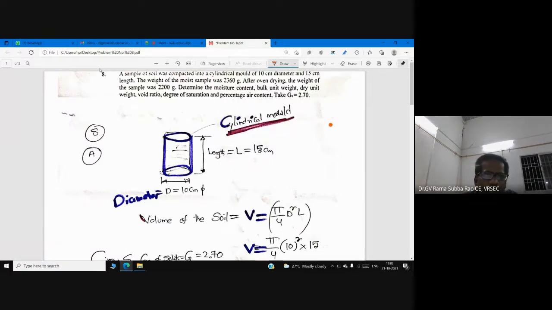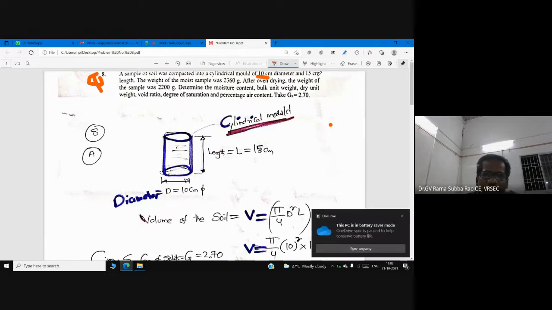Welcome, all. Now we are going to solve one more numerical example on fundamental properties of soil, especially the interrelationships. Here you see we have a question. I can read this question now. A soil sample was compacted in a cylindrical mold. The diameter of the mold is given as 10 centimeter, and the length, in fact the height of the mold, is 15 centimeter.